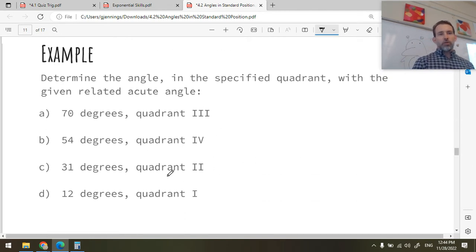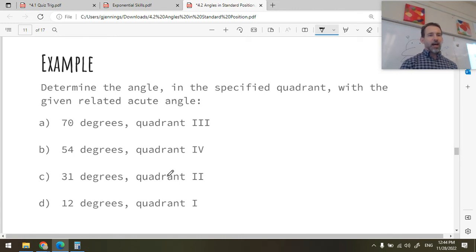Determine the angle in the specified quadrant with the given related acute angle. If I have a 70-degree acute angle and I'm in quadrant 3, what am I? You are theta minus 180. We could use our formulas here, but it's just so fast to visualize. 90, 180. You imagine it here. You say, I'm in the third quadrant, so I'm down there. So I'm 180 plus 70. 250. Does that make sense, how we get to 250 there?